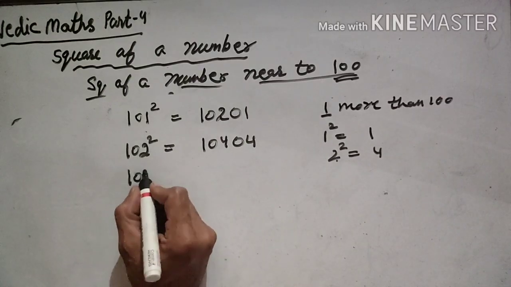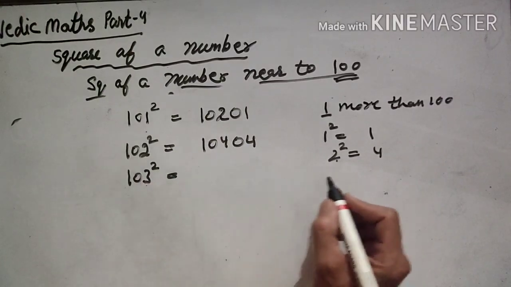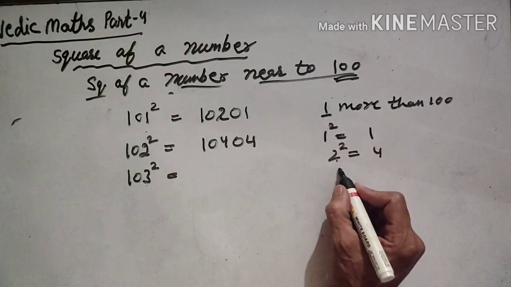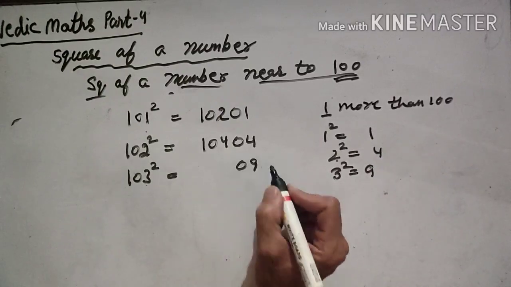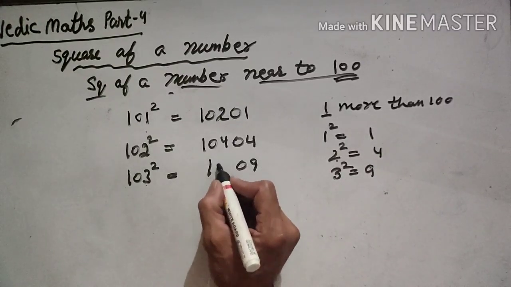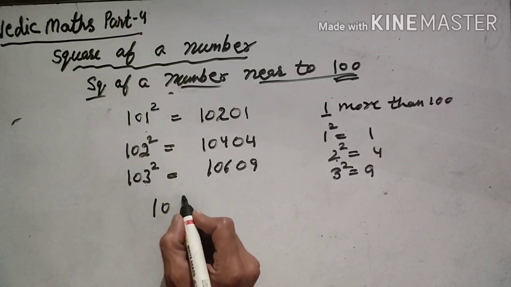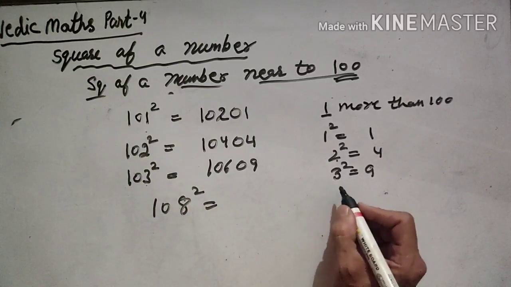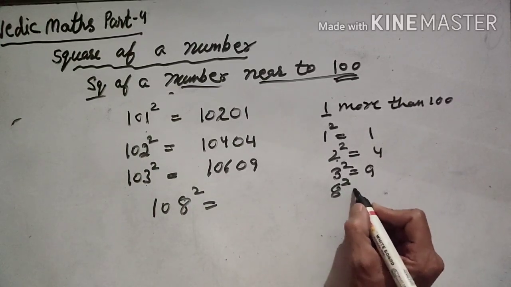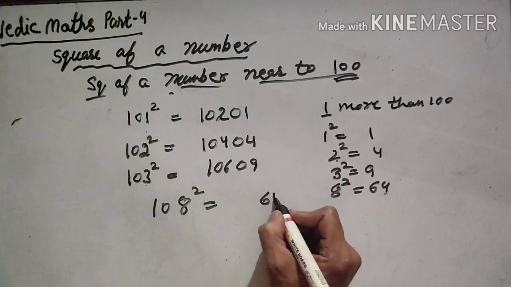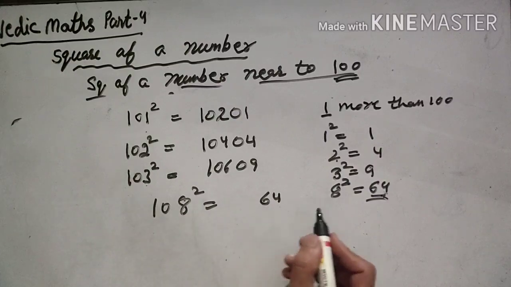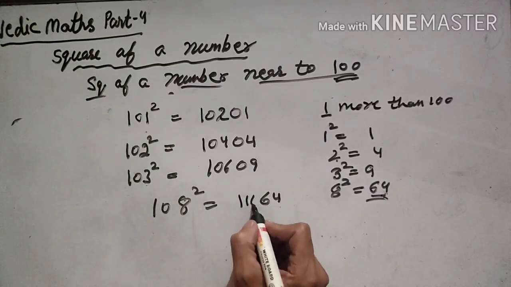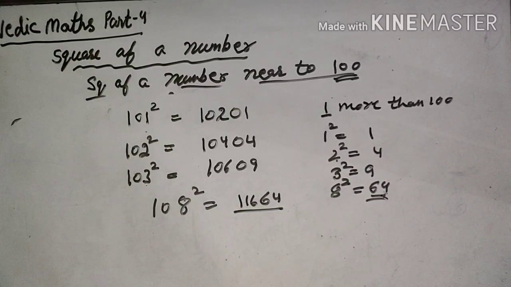Now 103 square, that is 3 more than 100. Square of 3 is 9, we put 09, and 3 is added to this, 106. Now 108 square, it is 8 more than 100. Square of 8 is 64, we put 64 only because it is already a 2-digit number. Now add 8 to this, 116. So this is the answer.